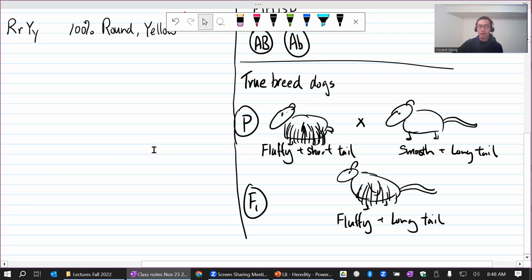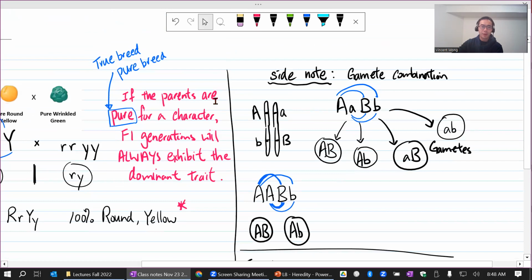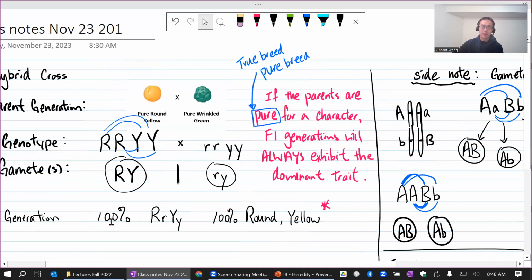Okay. Let's go back to what I wrote here. If the parents are pure true breed, pure breed for a character, in this case, like fluffy or smooth, long tail or short tail, F1 generations will always exhibit the dominant trait. Okay, just like here, the parents are round yellow and wrinkle green, and since round is dominant over wrinkle and yellow is dominant over green, all of the F1 generation is going to be round and yellow, right? Looks like the dominant one here.